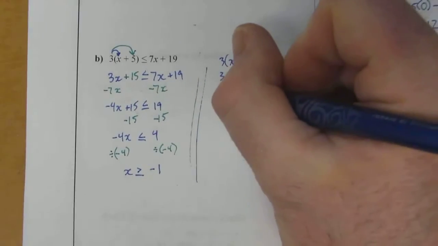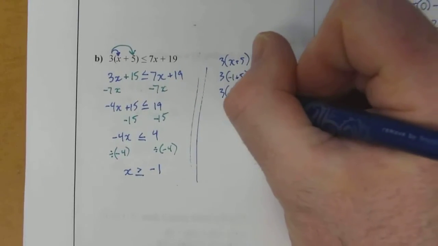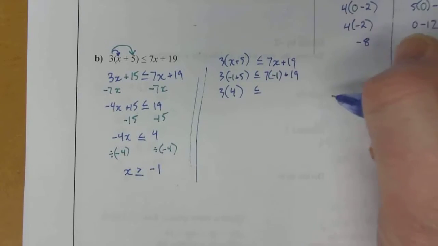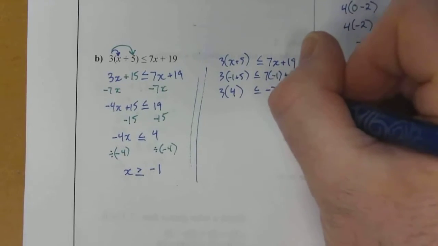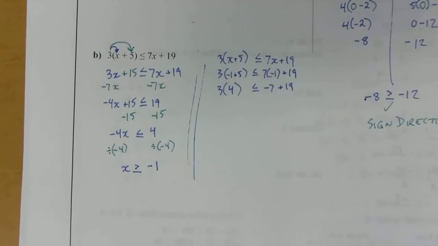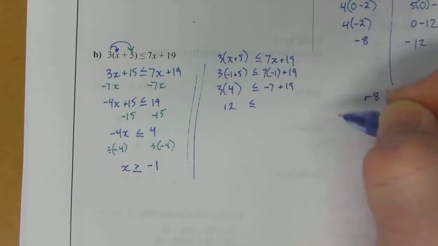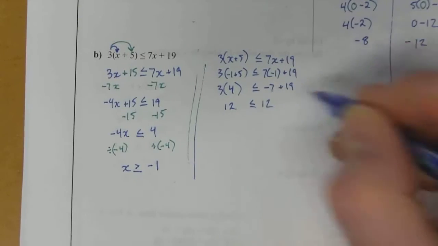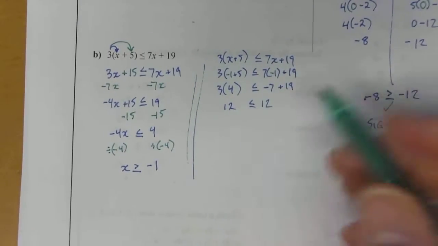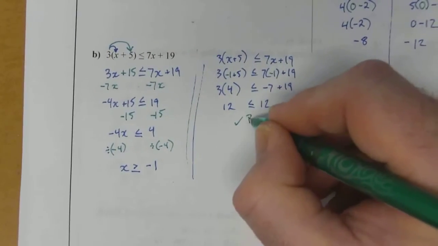So negative 1 plus 5 becomes 4. 7 times negative 1 is negative 7. 3 times 4 is 12. Negative 7 plus 19 is also 12. So there we go. Those are equal, so we've confirmed the boundary point.